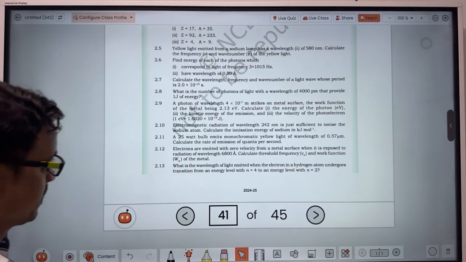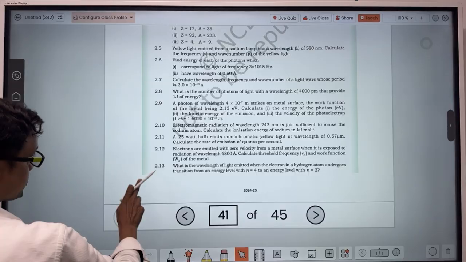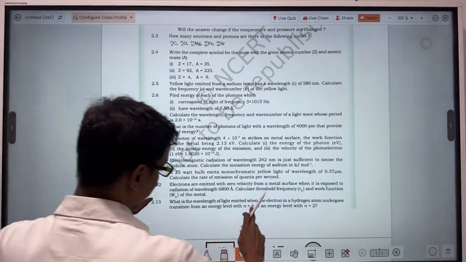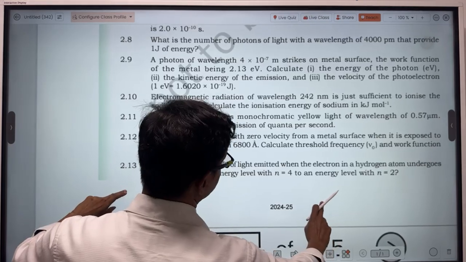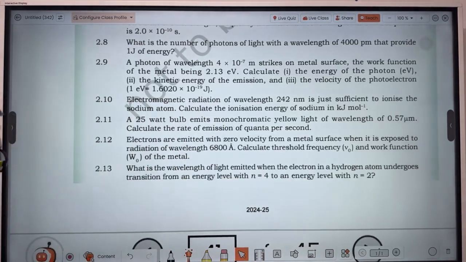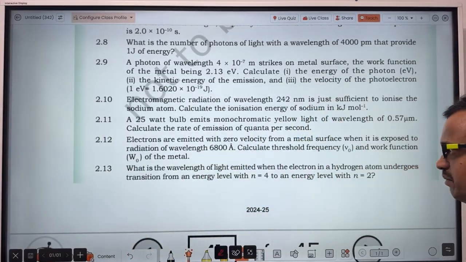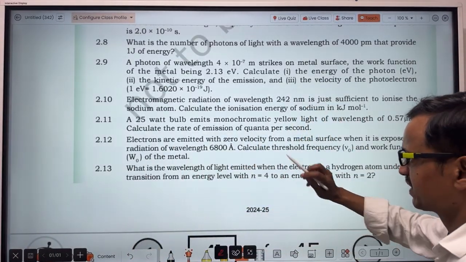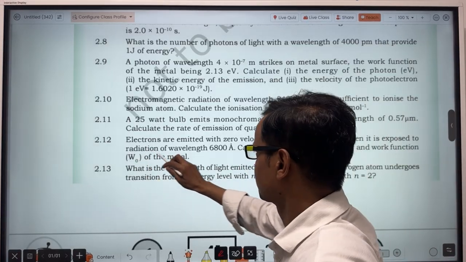In this case, the question is that electrons are emitted with zero velocity. Velocity is zero. That means the electron has only just been released from the metal surface. So electrons are emitted with zero velocity from a metal surface when it is exposed to radiation of this wavelength.